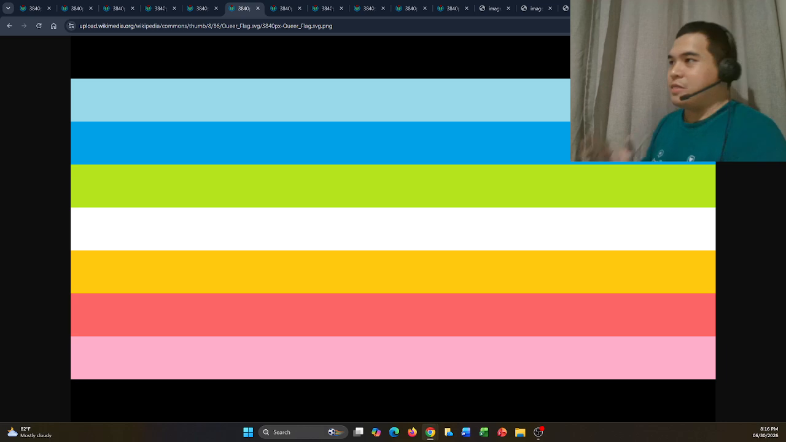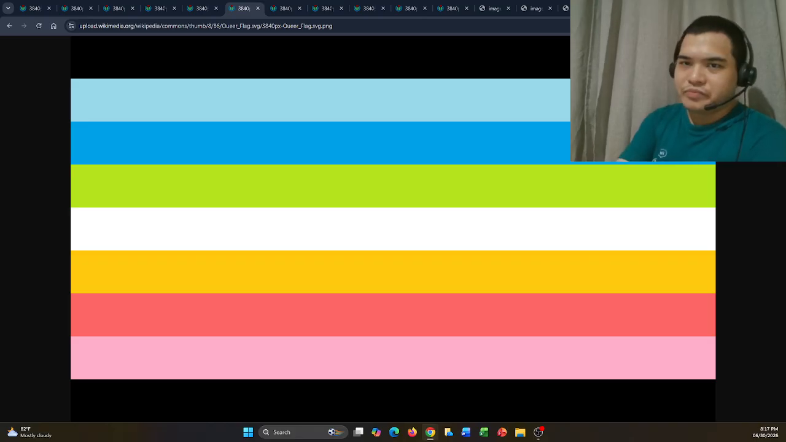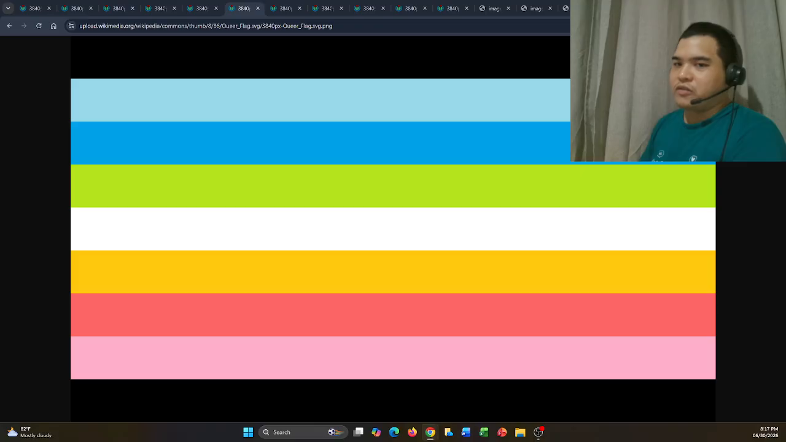Okay, so on my previous video, when I talked about my knowledge about LGBT, that was actually the genderqueer flag. This is actually the queer flag. Now, this queer flag has every part of what queer is. Queer is an umbrella term used by individuals who are not heterosexual, aka straight, or not cisgender.